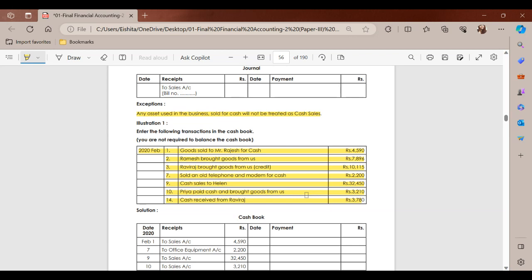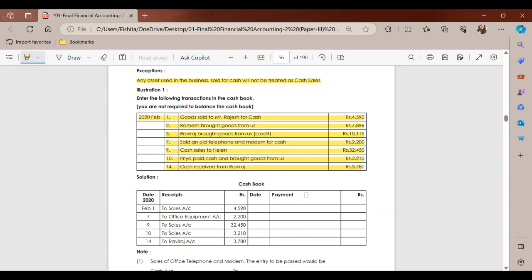2200. You will record this in it, but normally we don't do it that way. Why? Cash sale to Helen, 32,450. We record this. Priya paid cash and bought goods from us, 3210. You will record this. And cash receipt from Raviraj. You will record this. So you will not record 7896. You will not record 10,115. The rest of everything you will record.